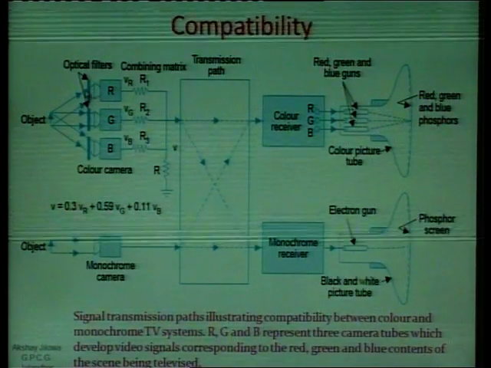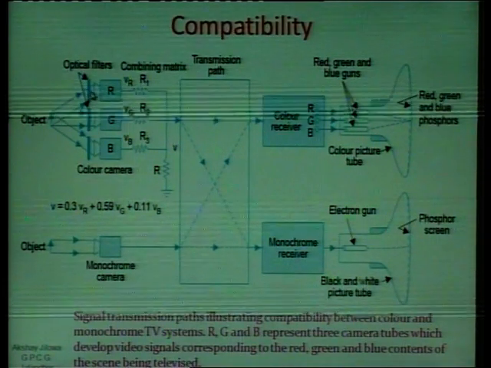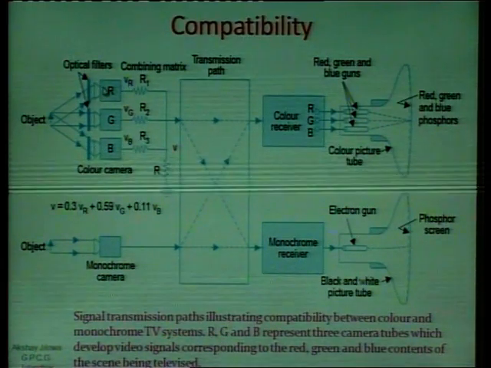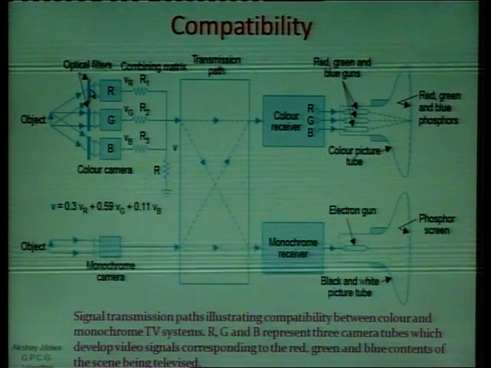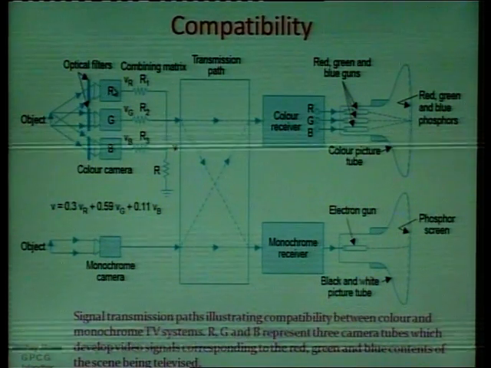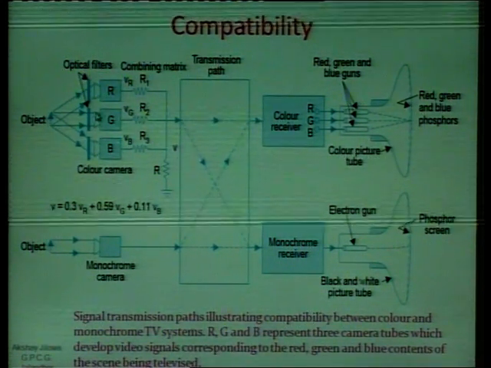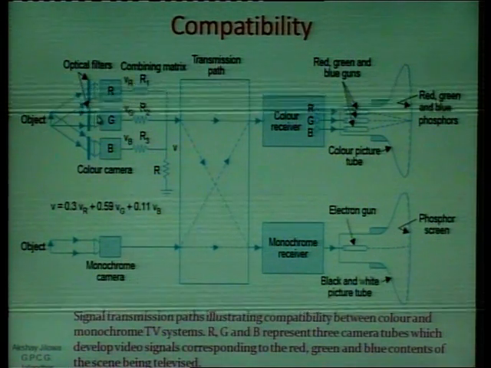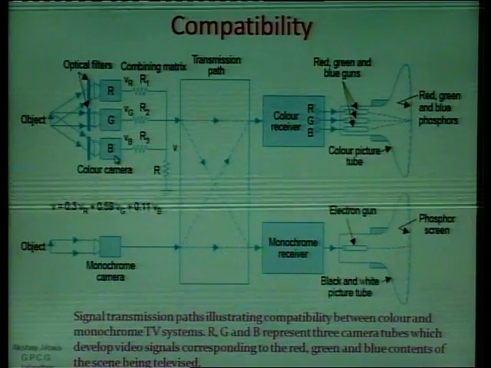The purpose of using a color filter is that if it is for R, it will allow only the wavelengths corresponding to red color to pass through it. Out of the scene, only red color will pass through and the remaining will be rejected. So, what appears here is the red information of the scene at a particular moment. Similarly, this optical filter will allow only green wavelengths to pass through it, and this one will allow blue to pass through it.